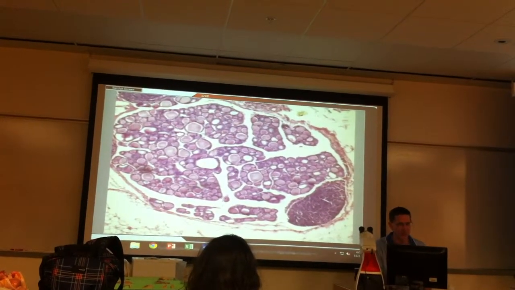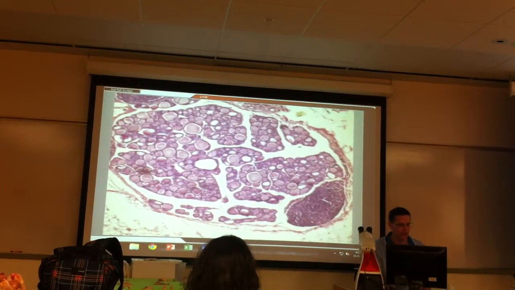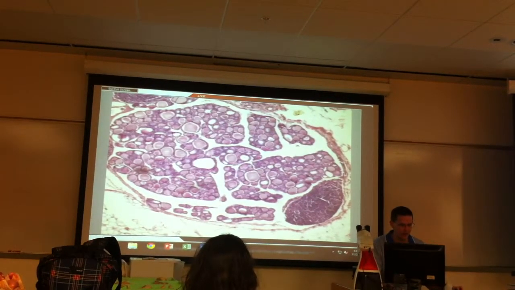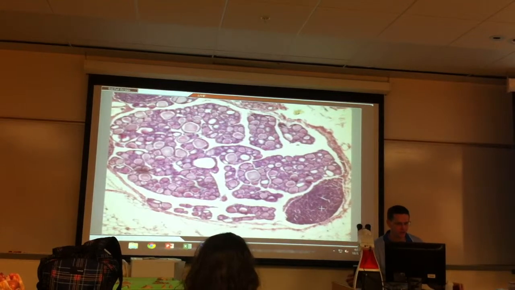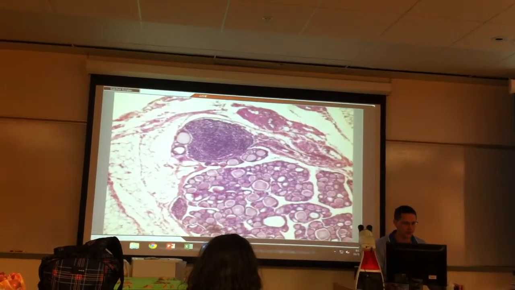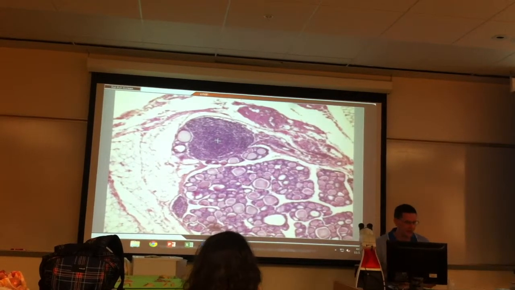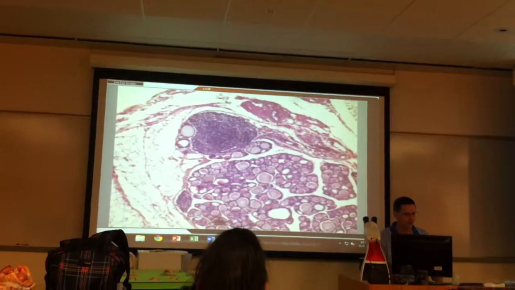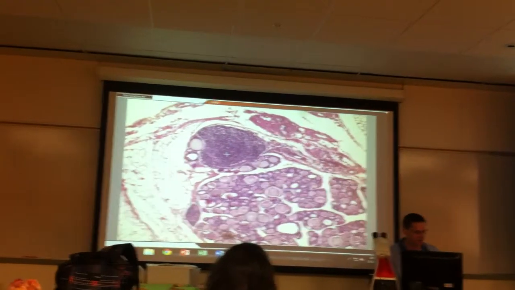Parathyroid will always be attached to thyroid. It's just glommed on there. You see this dark patch of tissue there, that's parathyroid gland. There's actually another one up here, another dark piece of tissue. So you'll always be able to recognize thyroid because it's got the follicles everywhere, and then you'll see this big lump of dark cells. That is parathyroid.